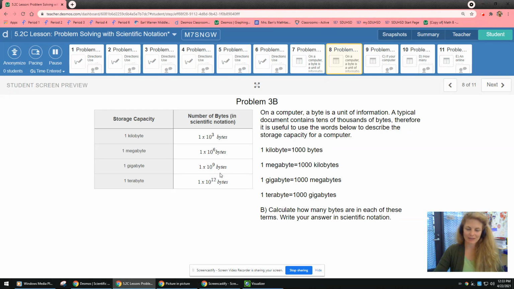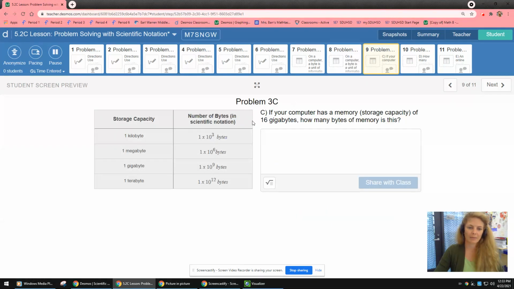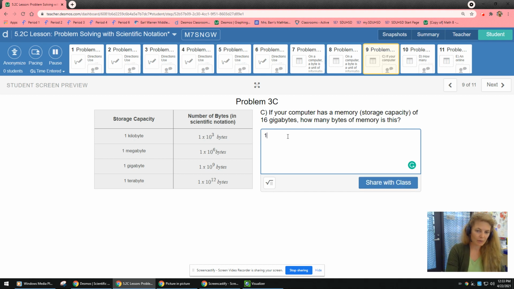Nice job, mini mathematicians. Okay, so problem 3C, it says if your computer has a memory storage of 16 gigabytes, how much storage capacity, how many bytes of memory is this? So we want to know 16 gigabytes is equal to how many bytes?